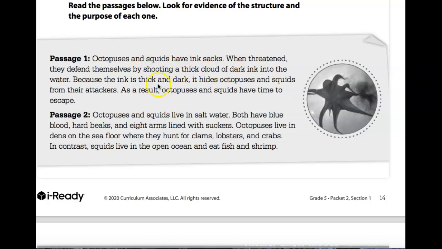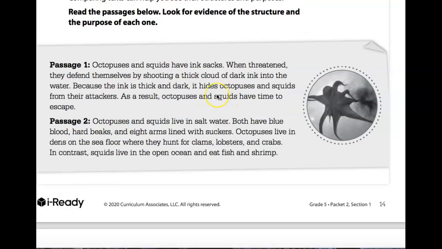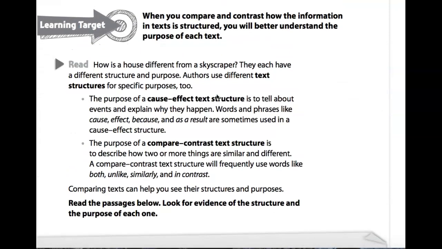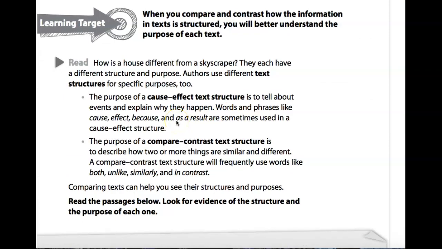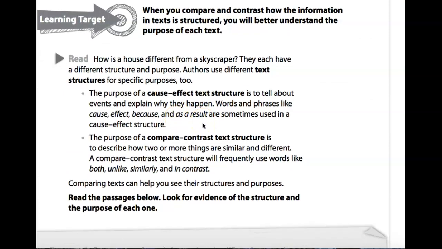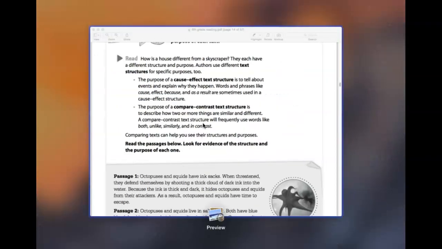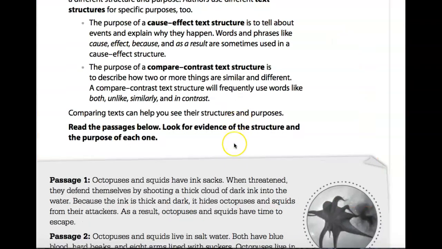Okay, so it looks like here that they're talking about cause and effect, okay? When the octopus feels threatened, it shoots this thick cloud of dark ink into the water. And as a result, octopuses and squids have time to escape. So that's cause and effect. And you can see one of the key words there, also, as a result. So the structure of this is cause and effect.